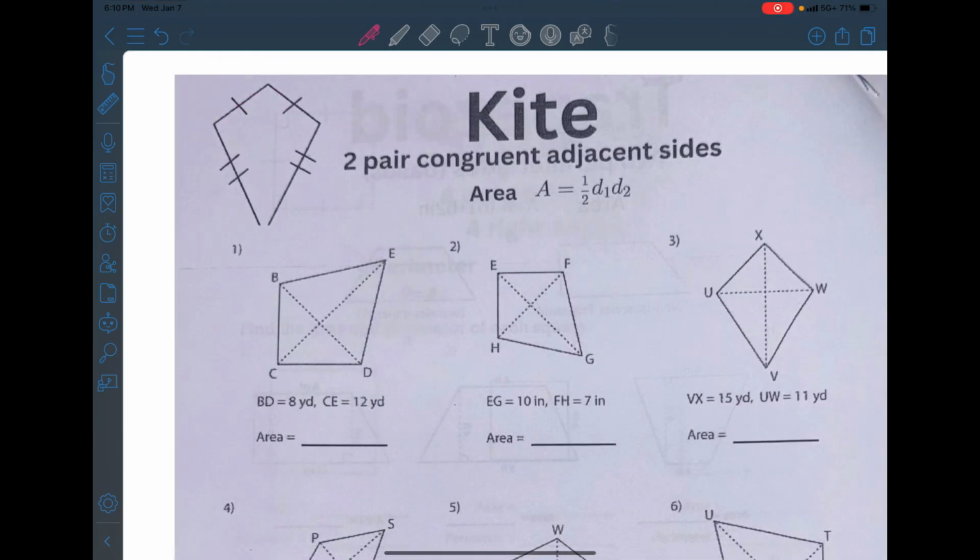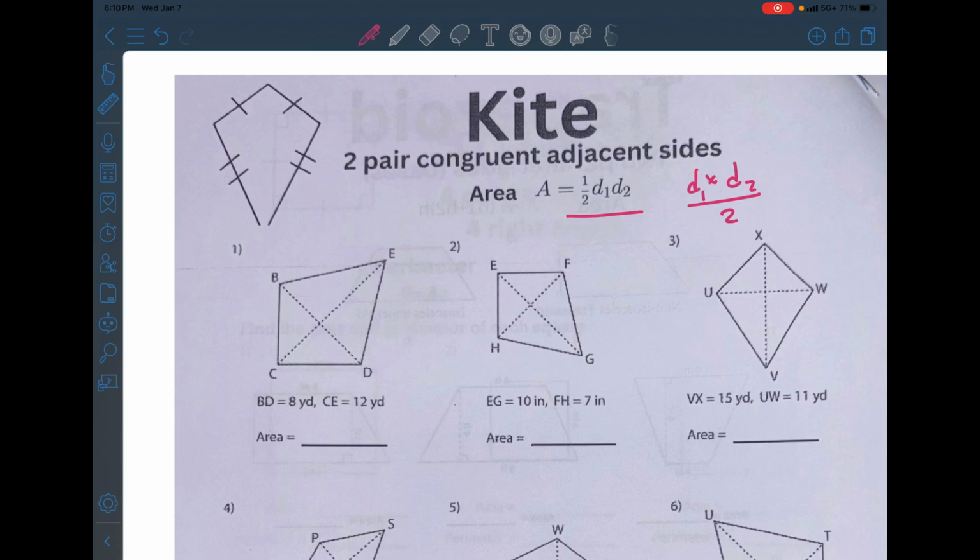All right, our last worksheet is the last quadrilateral we have. It is 1/2 diagonal 1 times diagonal 2, which looks a little like what we did for the rhombus because it's the same thing. It's just written different. You can write it the same way. It was just how it was written on the worksheet. So you're going to do the same thing for a kite that you do for the rhombus.